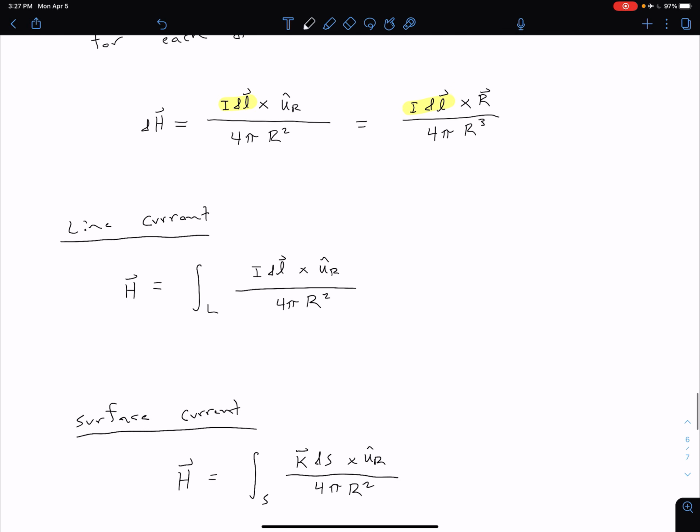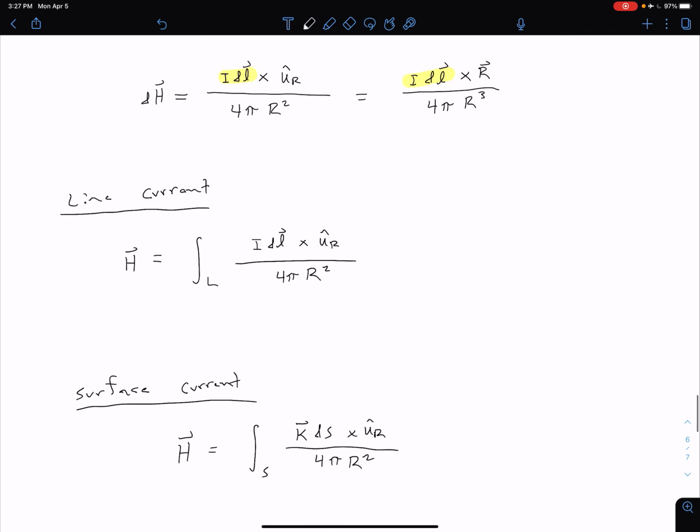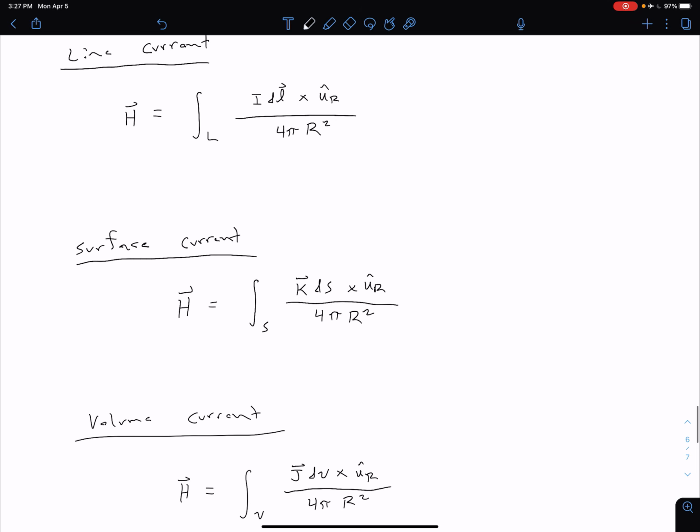One thing to note is that with any of these, we could use the alternate form where we have the vector R divided by R cubed, as opposed to the unit vector divided by R squared. This should look very familiar, because we did something extremely similar when we were considering Coulomb's law and different continuous charge configurations. If you compare to page 120, you can see that similarity, as a refresher if you had forgotten some of the Coulomb's law material.